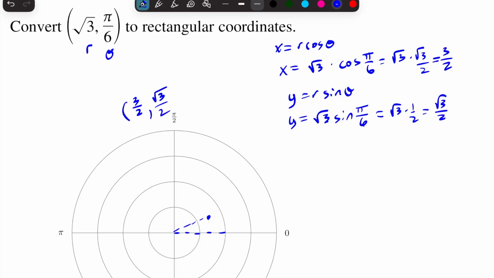So if we think of this as the Cartesian plane, it tells us to go about 1.5 out. So here's 1. Here's about 1/2. And then go up root 3 over 2. Well, I said root 3 is a little bit more than 1. So this is a little bit more than 1/2 to get up to here.